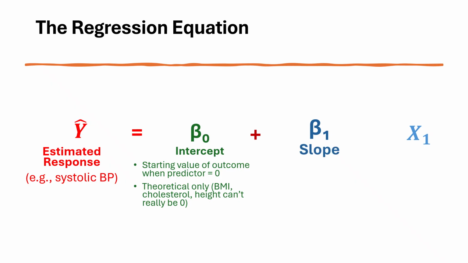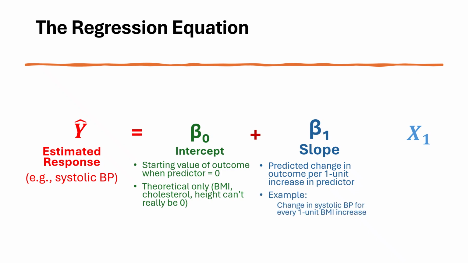Beta 1 is what we call the slope. This is the most important part of the regression. It represents the predicted change in the outcome for each 1 unit increase in the predictor. The example could be a change in systolic blood pressure for every 1 unit increase in BMI. This is what the statistical software calculates for us.